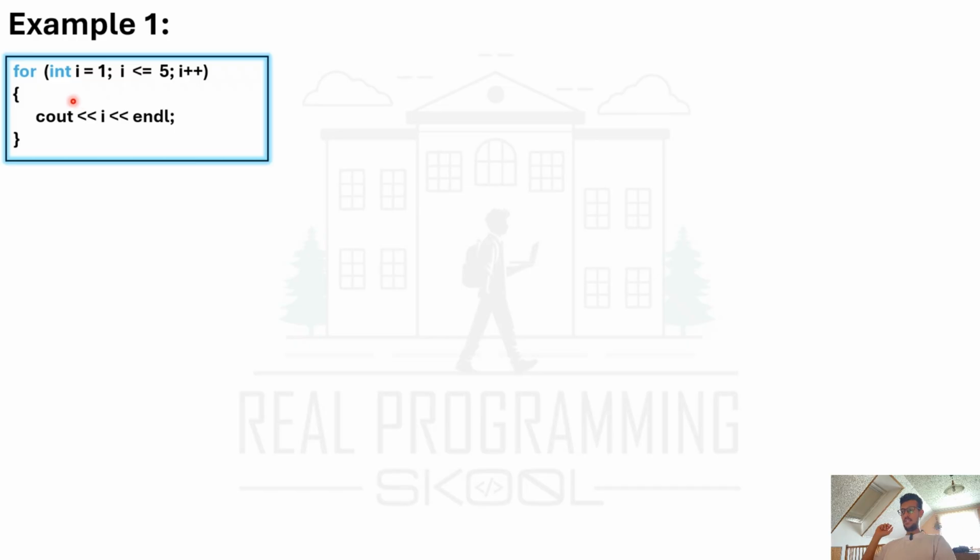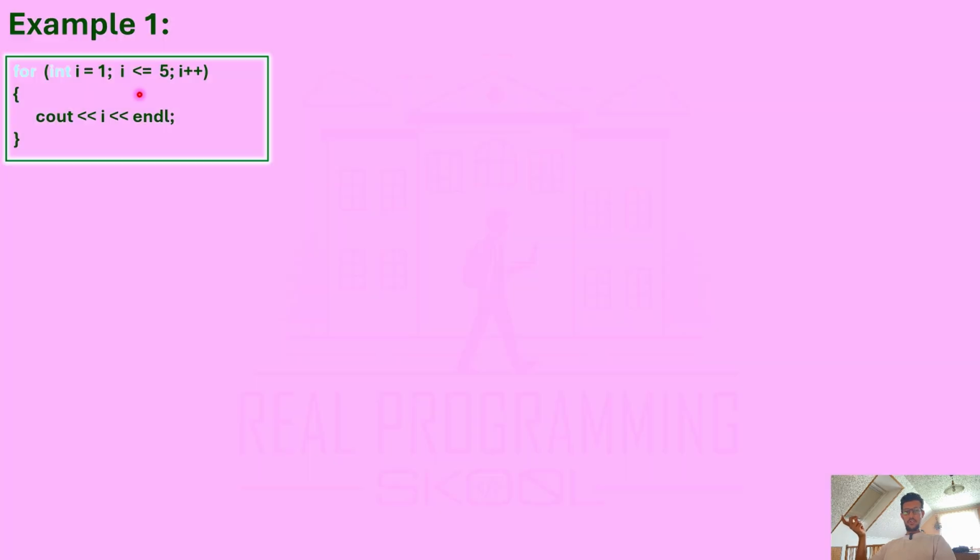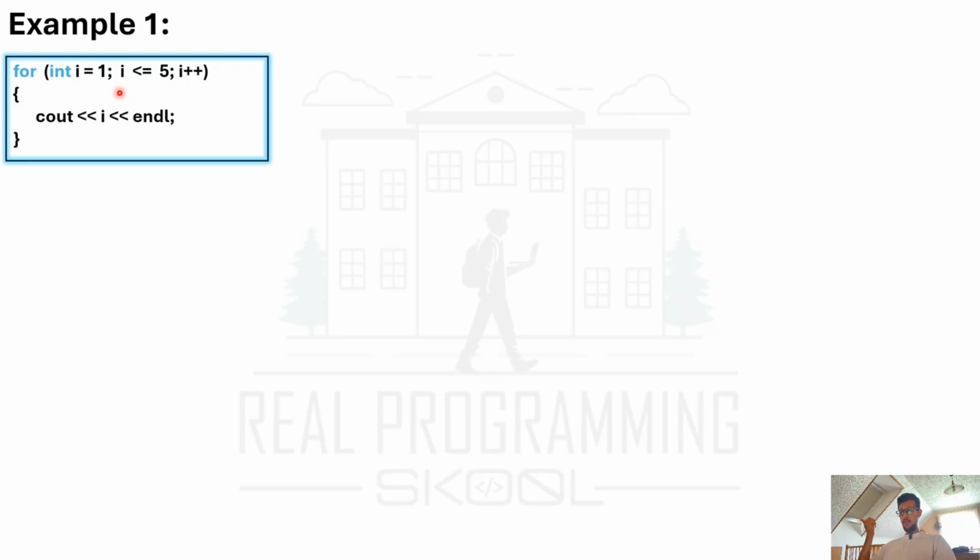After the initialization, we put our condition, i less than or equal 5. Yes, this condition is true, because i represents the number 1. So 1 is less than or equal to 5. Yes, 1 is less than 5, it's smaller than 5 but not equal to 5. So this condition is true.